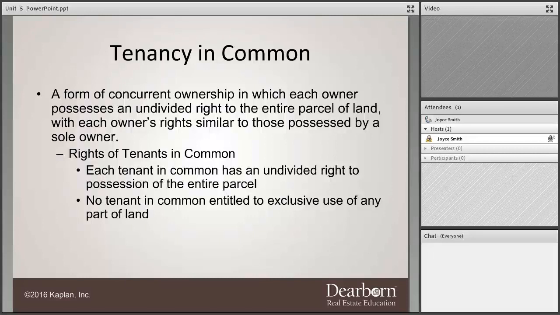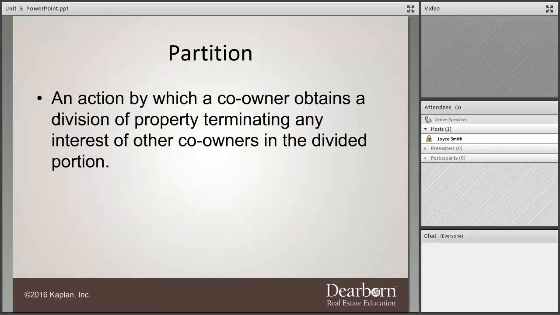You don't see that a whole lot in residential real estate, but you do see it in commercial real estate, where the tenants in common sell off their own small parcels. Again, they're not selling the building, they're just selling their interest. Partition, an action by which a co-owner obtains a division of property terminating any interest of other co-owners in the divided portion. So a partition would be a legal type action. They're going to go to a court and file for partition.